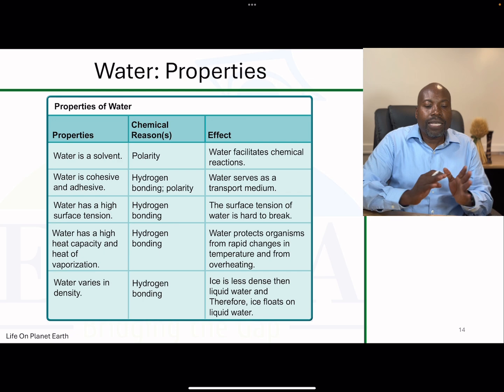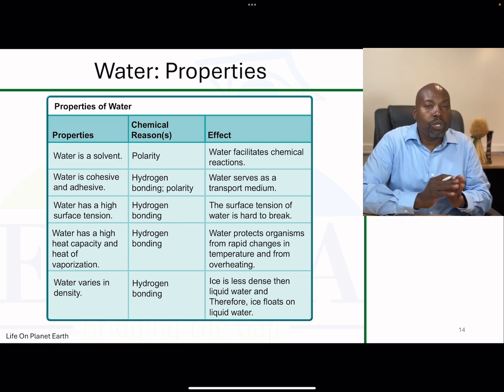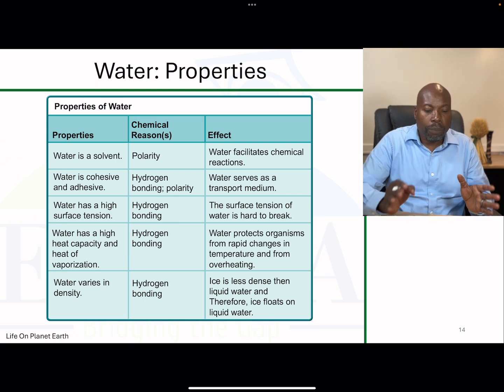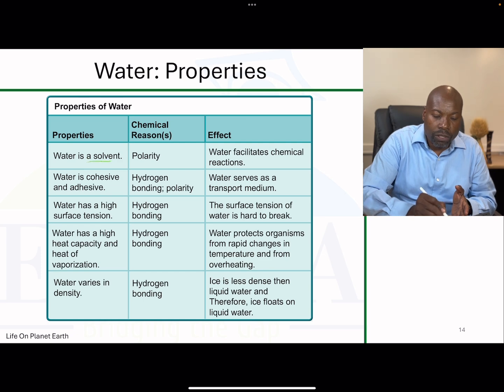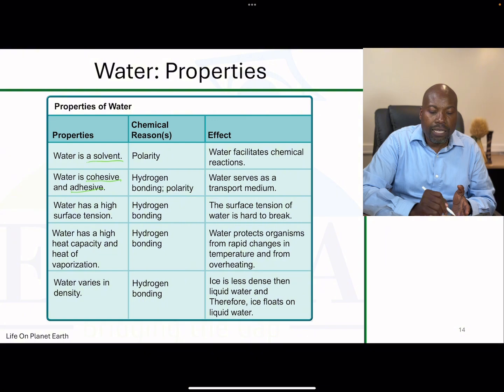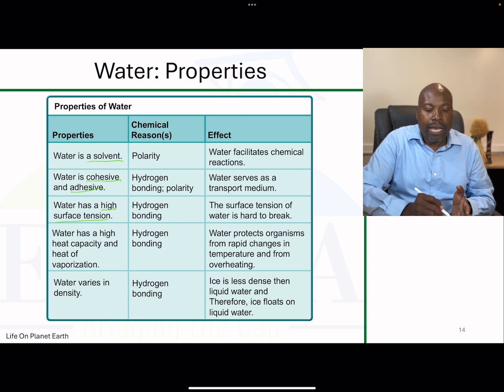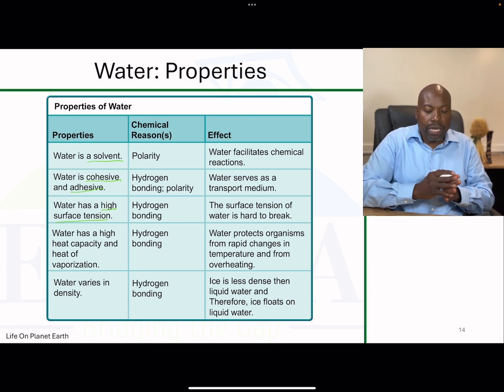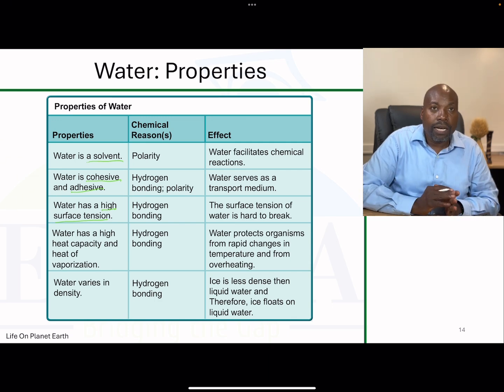Now, this slide gives you a summary of the properties of water. Water is a solvent. Water is cohesive, adhesive. Water has a high surface tension. Water can evaporate, right? It actually resists change in temperature, right?